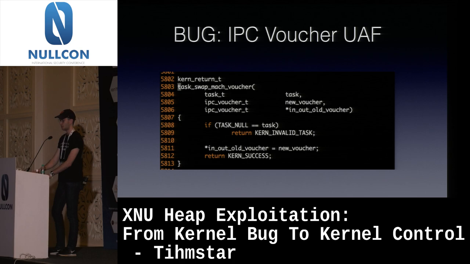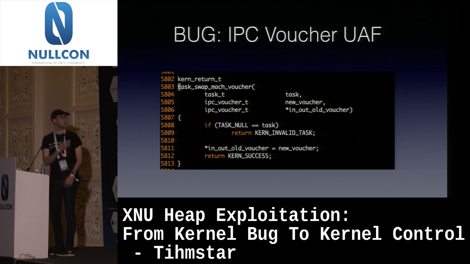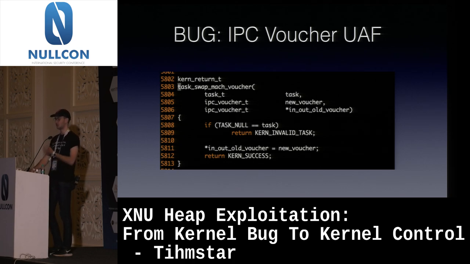It's the IPC voucher use-after-free, or maybe you know it from Ian Beer's voucher_swap. So basically, this is the code in MIG. It has a bug. It's pretty hard, it's not obvious to see what the bug is. The problem is in the assumptions that are made around that thing.